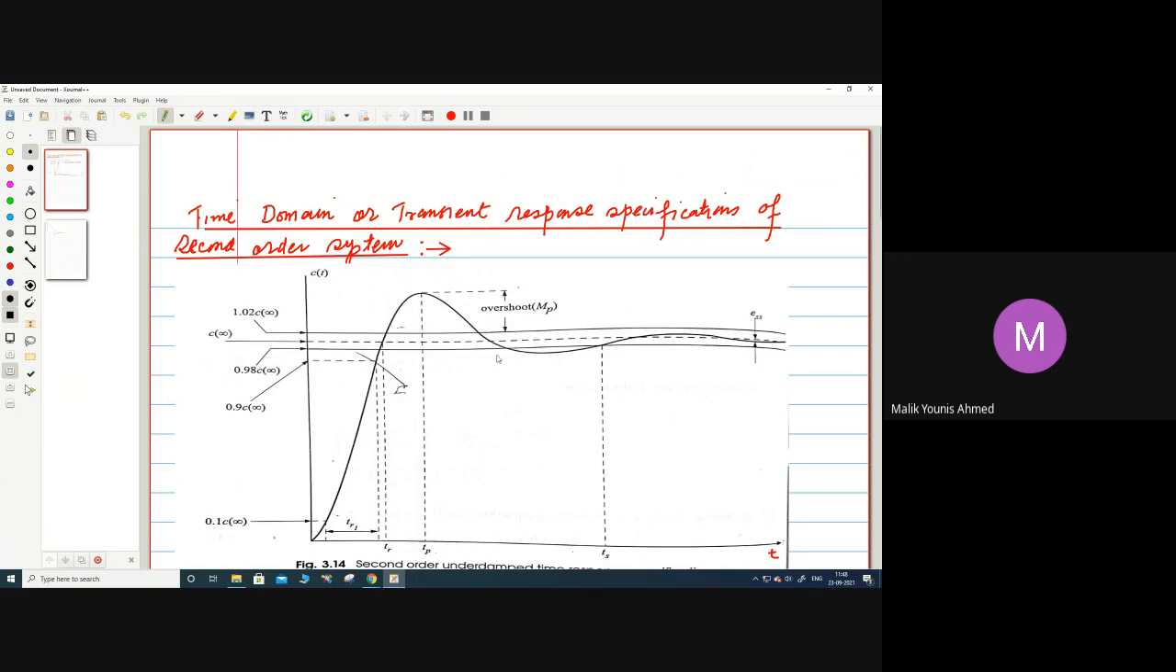For exponential decay, the real part will be responsible. After some oscillations, it will settle down at the final value. We expect C of infinity to be the steady state value, but there will be some amount of error, which is shown here and represented by ESS.